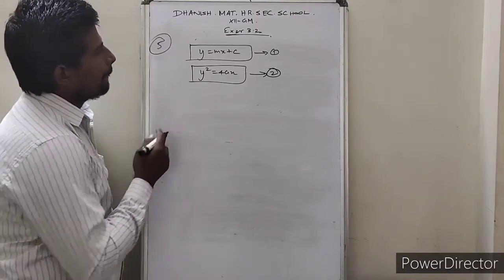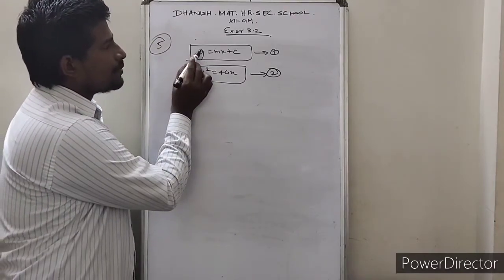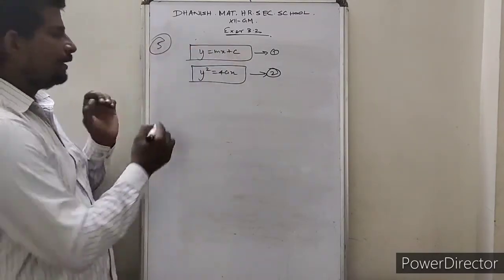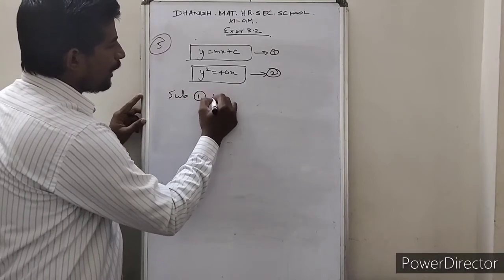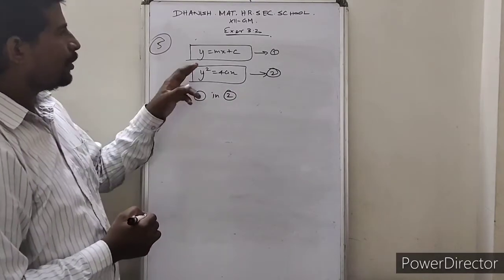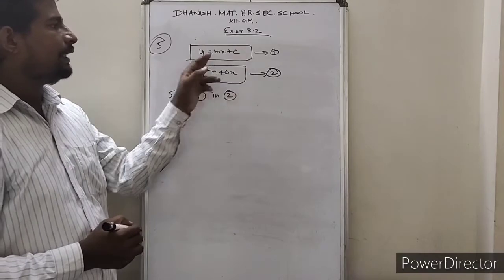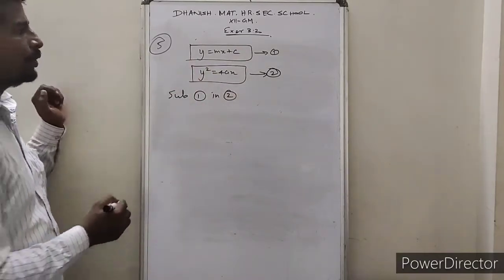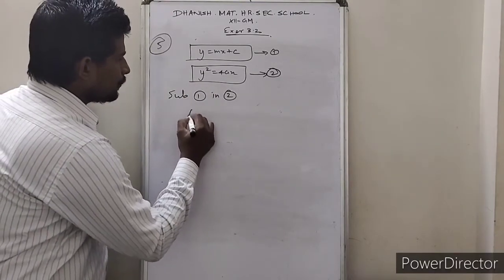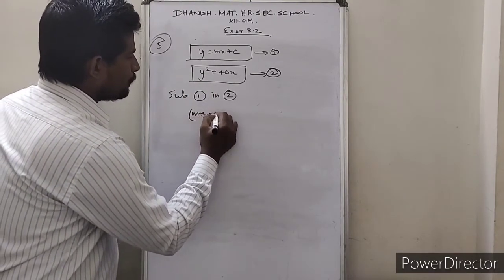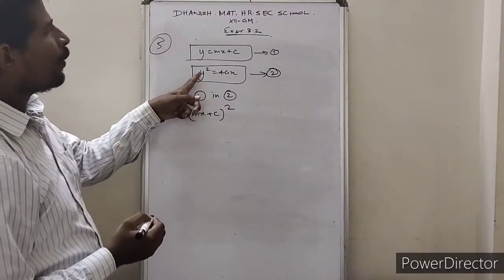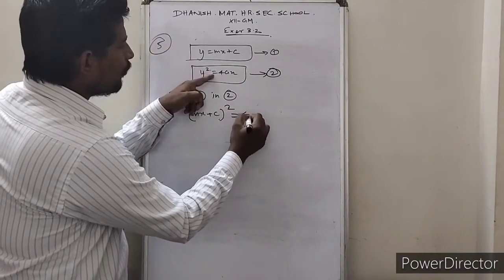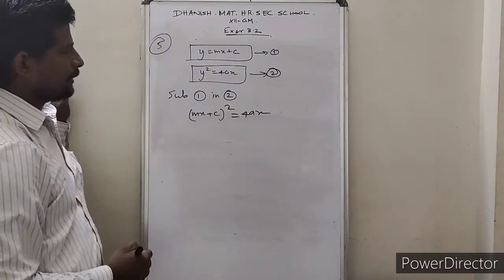Now I'm going to substitute equation 1 in equation 2. That is, I'm going to substitute y as mx plus c in equation number 2. So 2 becomes mx plus c whole square. Here we are having y square. Instead of y, I am going to put mx plus c. So mx plus c whole square equal to 4ax.